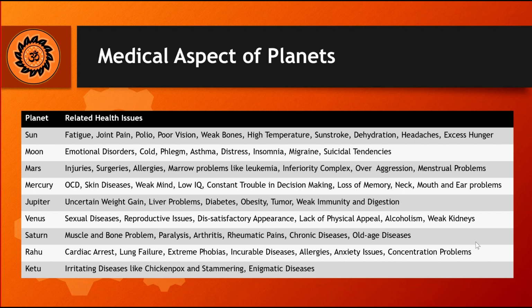Excessive hunger, because when your Sun is very strong, you have a lot of heat in your body, so your metabolism is very, very strong. Your food gets digested very quickly, and that is why such people will have excessive hunger. So all of these areas are related to Sun.